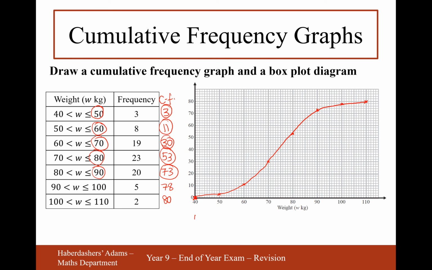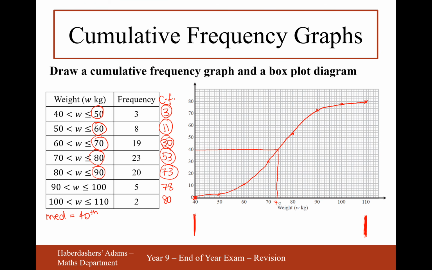Now we need to put a marker at 40, the lowest point, a marker at 110, the highest point. The middle point, well, there are 80 pieces of data, so the median will be at the 40th piece of data. So I'll go up to the 40th piece of data, and I'll go across, and then I'll go down.